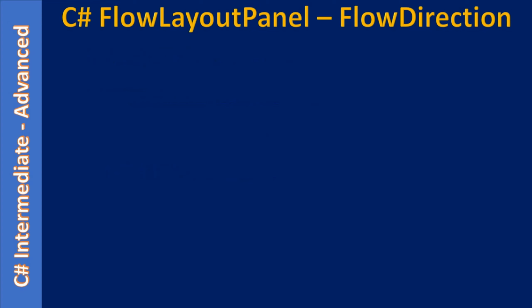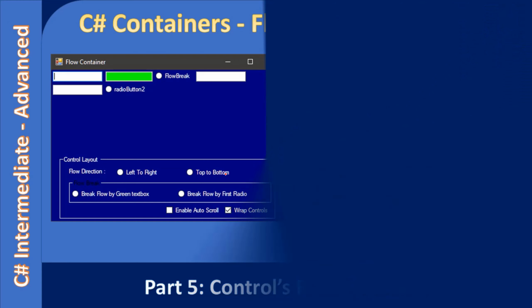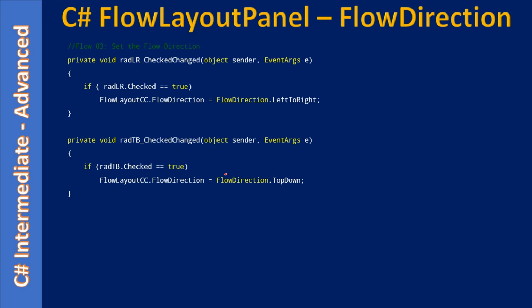So we have two radio buttons. If you see in the previous screenshot, one is the direction left to right and another one is top to bottom. So from the flow layout panel, we access the flow direction property, and rad LR, which is the first radio button, denotes left to right flow direction, and another one is rad TB, the top to bottom flow direction radio button.